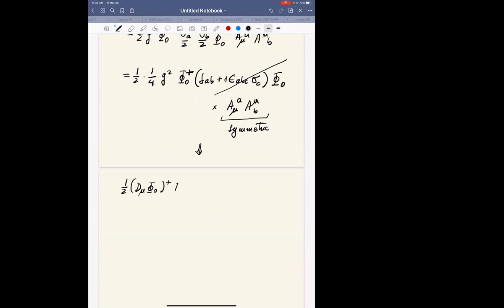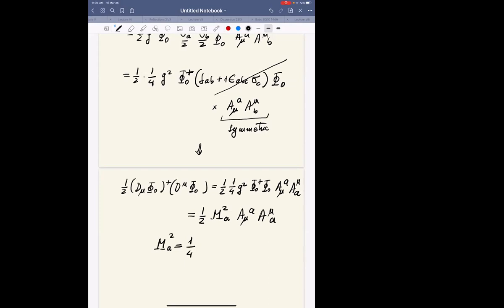Let's write now what we meant really, not to be symbolic anymore. It is 1/2 times 1/4 g squared phi 0 dagger phi 0 A_mu^A A^mu A, which is 1/2, by definition, m squared A_mu^A A^mu A. In other words, all three gauge bosons got a mass m_A, and it's equal. It's 1/4 g squared phi 0 dagger phi 0.